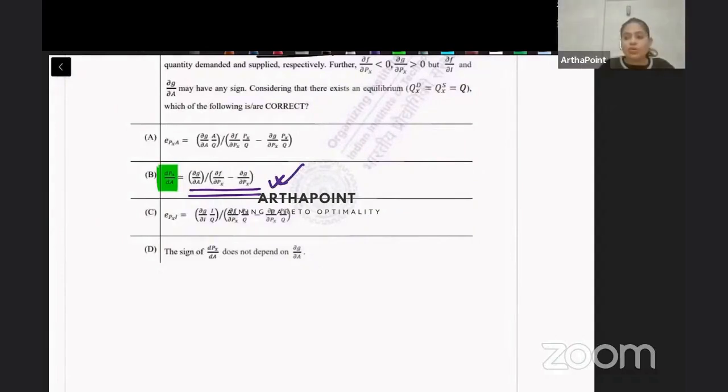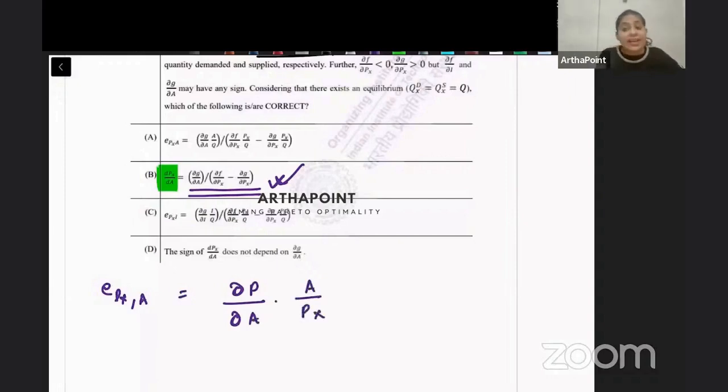Now, once I have gone ahead and I have found out how to solve this, can I find the elasticities? I can. Elasticity is very easy to find from here. So what do I do for finding the elasticity? Let's put down the formula of elasticity. And when we do that, you will get elasticity of Px with respect to A will be how P changes as A changes into A by Px.